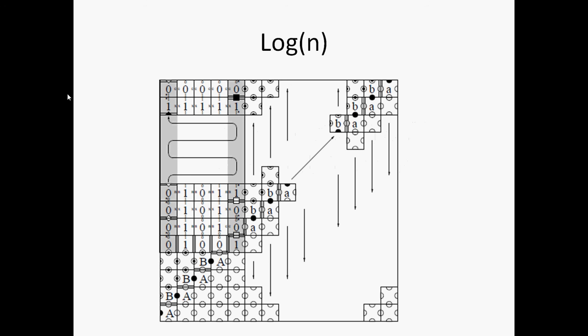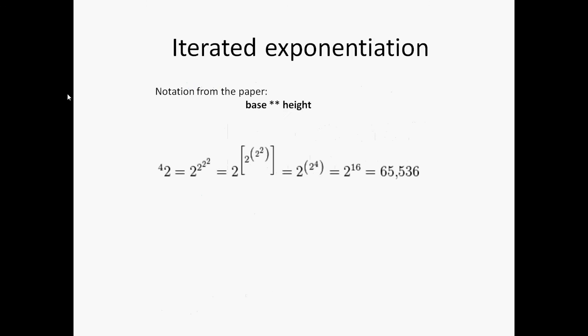Theorem 3 goes over how we can use a log n construction by utilizing a binary counter to be the dominating source of complexity. Now, the paper also presents an interesting conclusion of the iterative exponentiation.